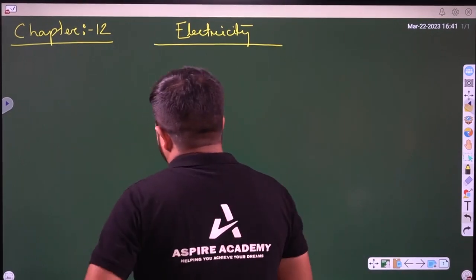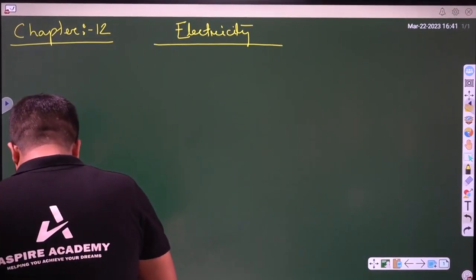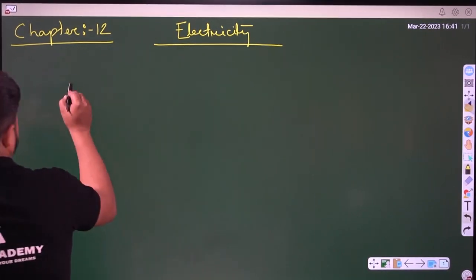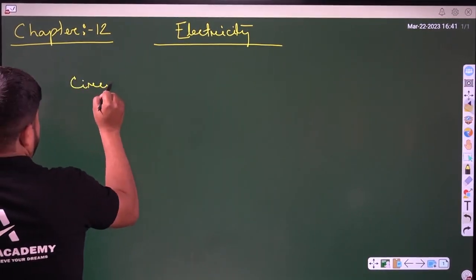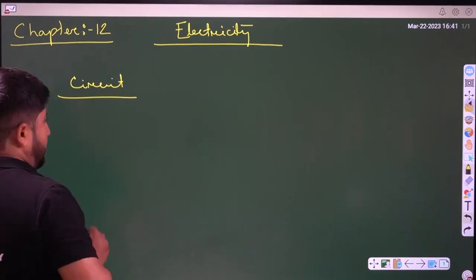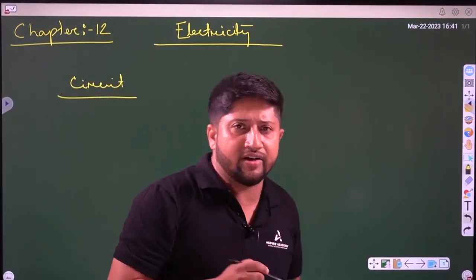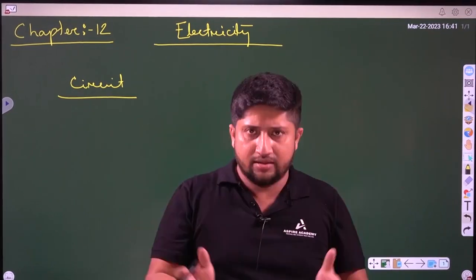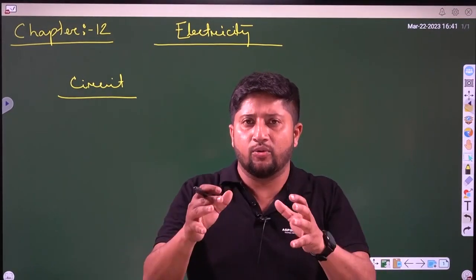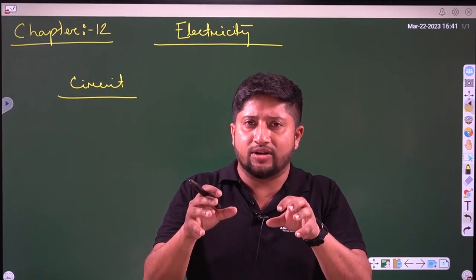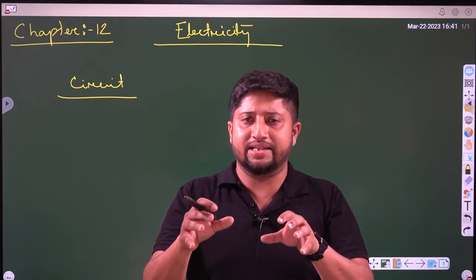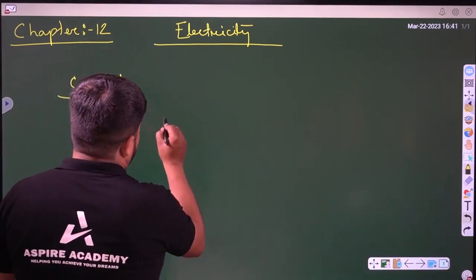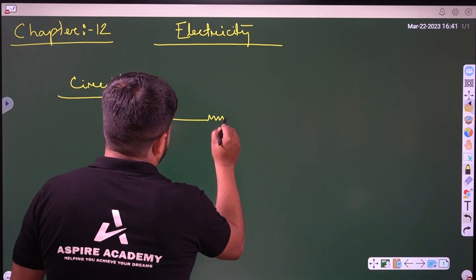Now, next is called electric circuit. A circuit is an arrangement of some conductors and some components in a network. It is one kind of network where we can connect some electrical devices. Basically these are conductors. This is called a circuit.